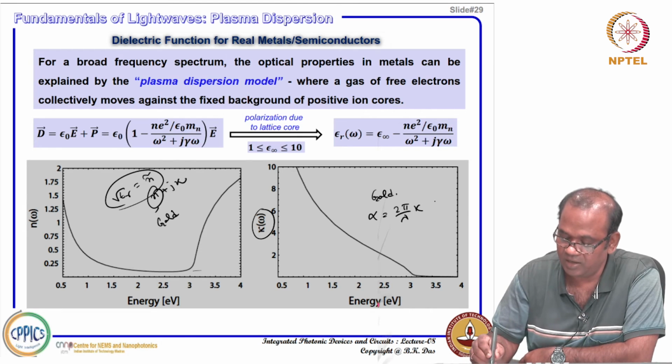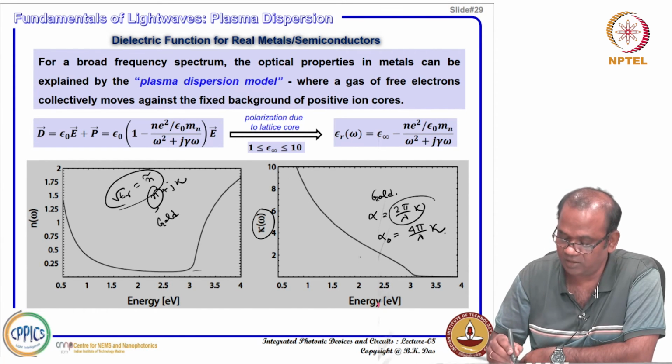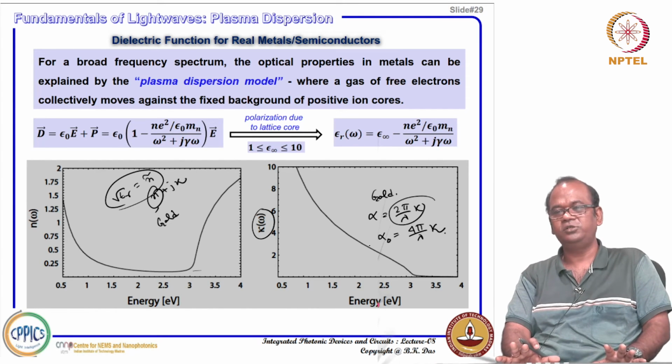If you know kappa, then you know the attenuation coefficient, and then from Beer's law, the loss coefficient you are getting will be 4 pi by lambda times kappa. So, once you know that, then you can find how it will be attenuated. So, this is shown for gold.